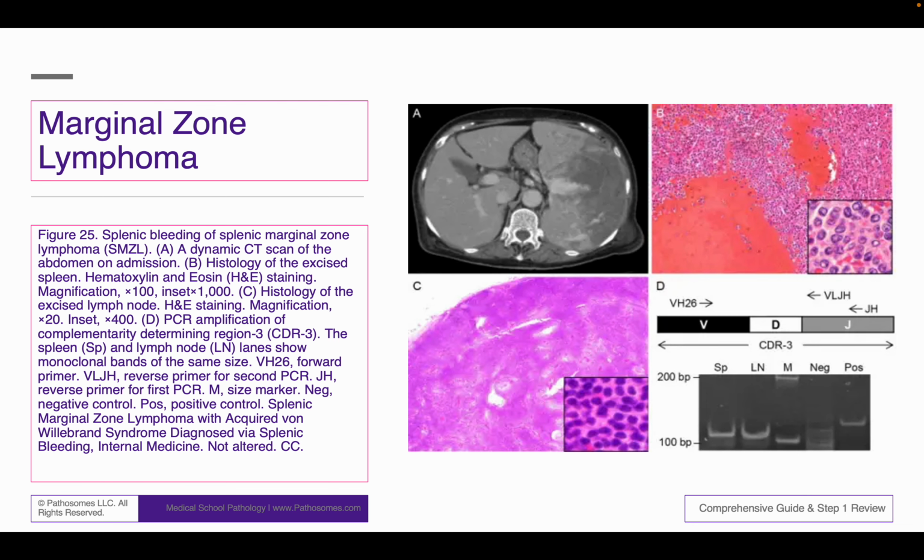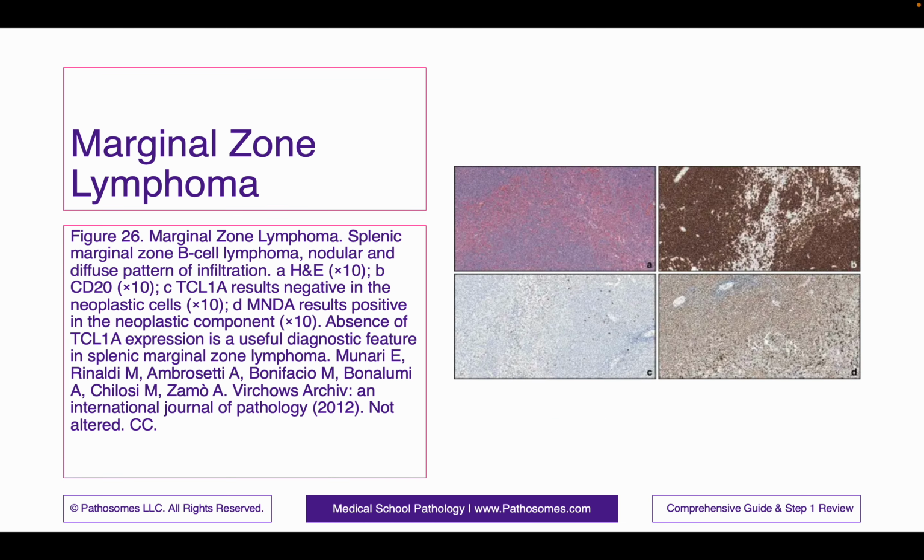Now this is important. Note that splenic bleeding can occur in marginal zone lymphoma, and that could be picked up with the CT. Marginal zone lymphoma impacting the spleen is typically termed splenic marginal zone B cell lymphoma, and it can have various patterns, but note that it's usually positive for CD20.